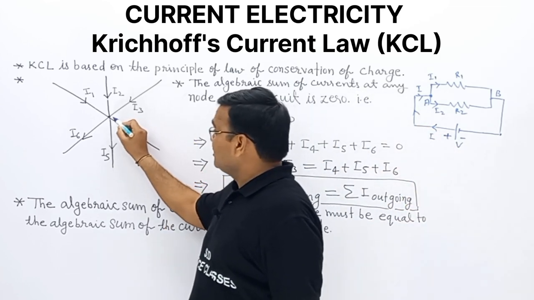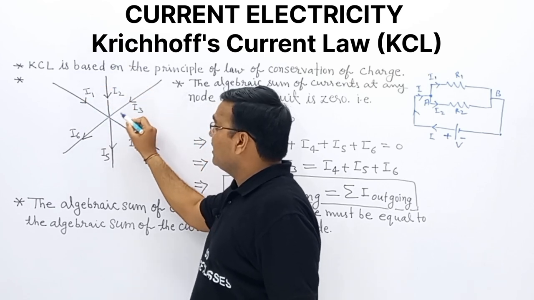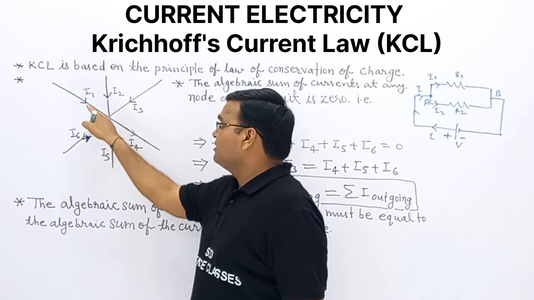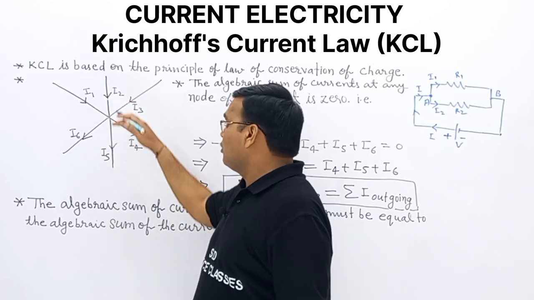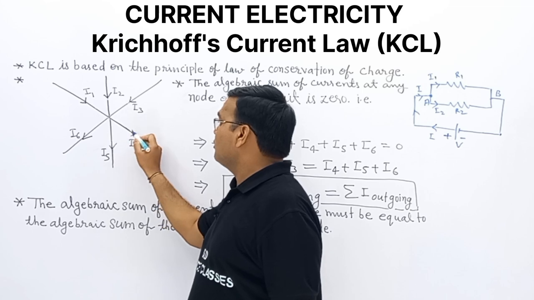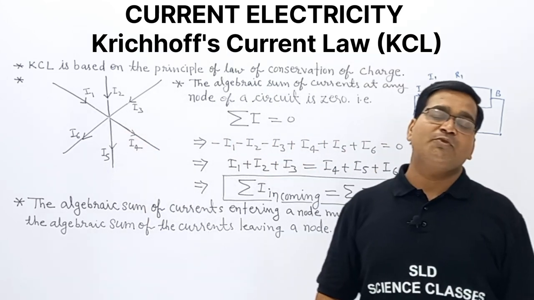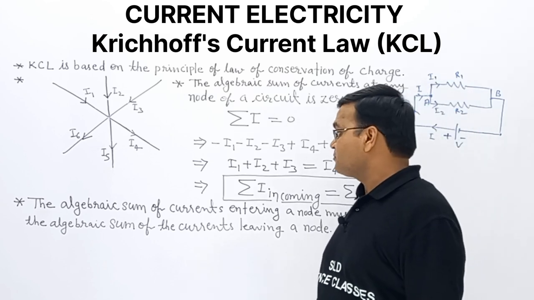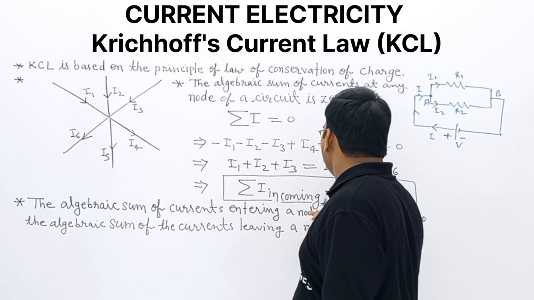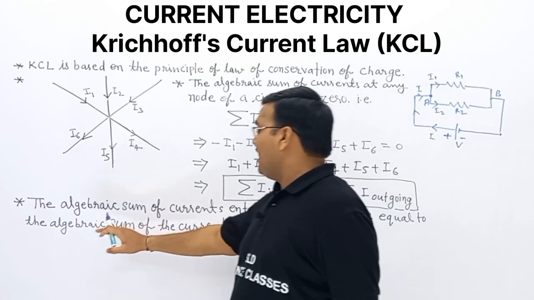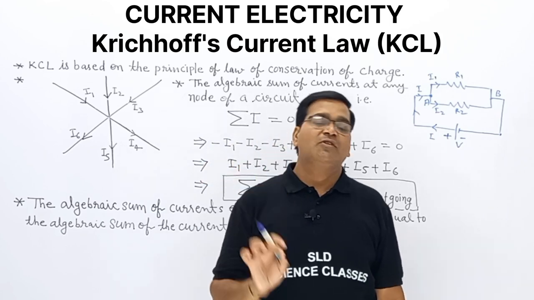Clear? Now this is one node. Three branches are coming to this node and the remaining three are going from this node. These arrow marks mean coming towards the node and going from the node. So what will be Kirchhoff's current law? Observe. The algebraic sum of currents entering a node must be equal to the algebraic sum of the currents leaving the node. This is Kirchhoff's current law.